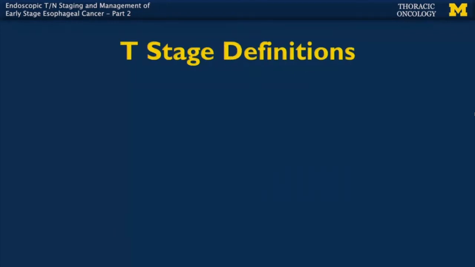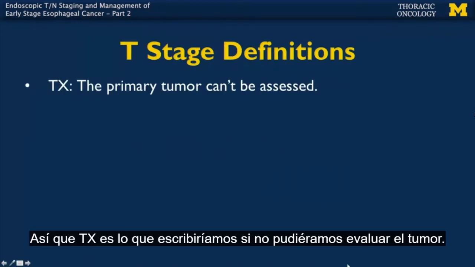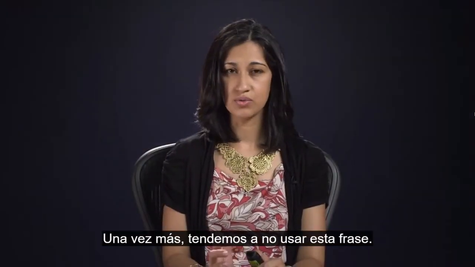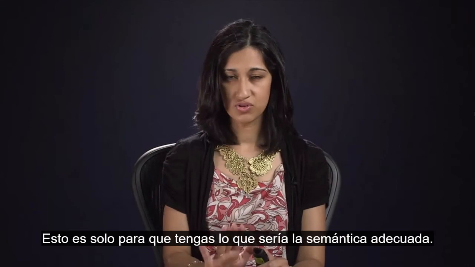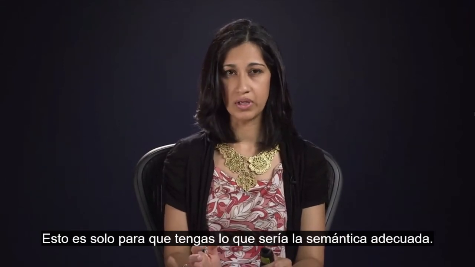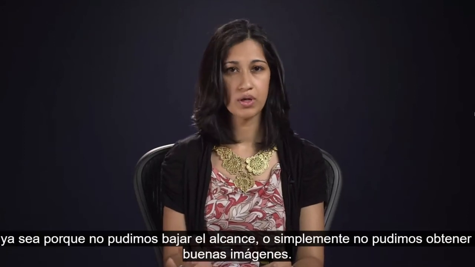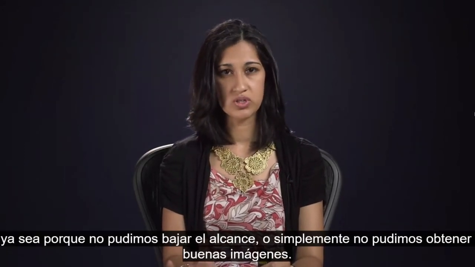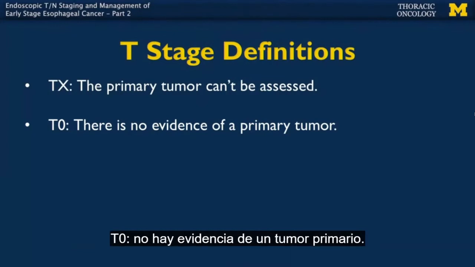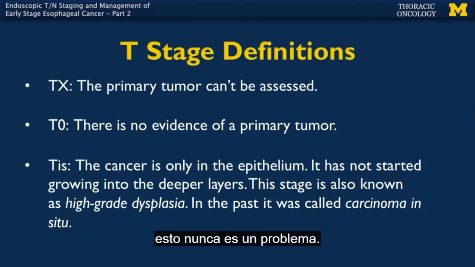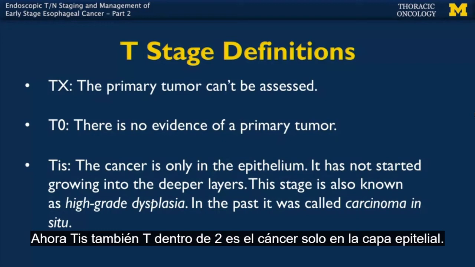So TX is what we would write down if we just can't assess the tumor. Again, we tend to not use this phrase. This is just so that you have what the proper semantics would be. We just say that we weren't able to do the exam, either because we couldn't get the scope down or we just couldn't get good images. T0, there's no evidence of a primary tumor. Also, by the time it comes to us, we know there's a tumor there, and so this is never an issue.